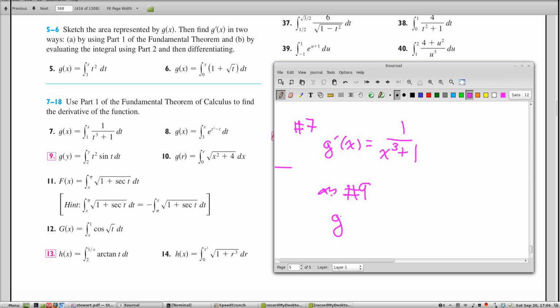So g prime of x is, just rewrite the function with, I guess I should be using the variable y. WebAssign would be furious with me if I used x. So let's say y, and here is going to be y squared times sine y. Okay, so it ain't rocket science.